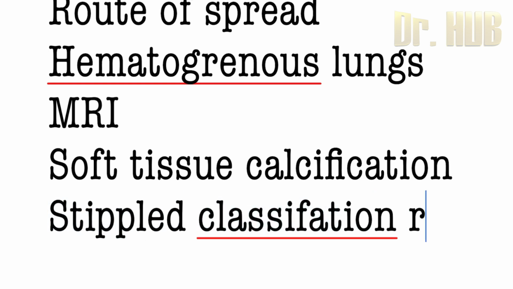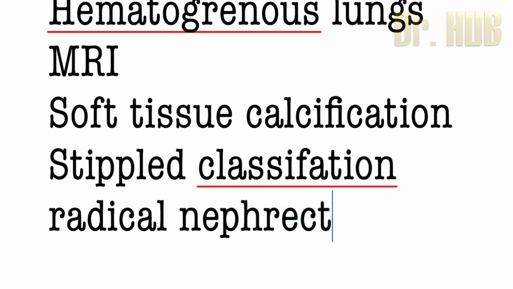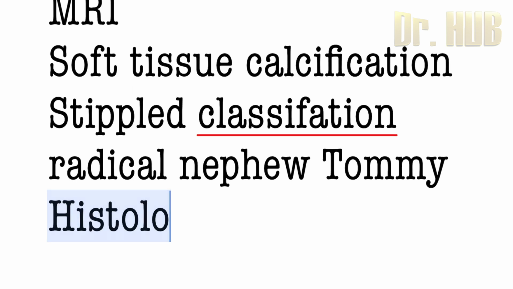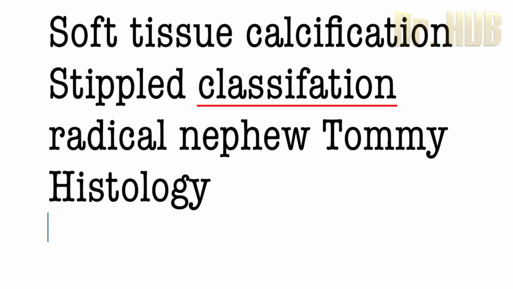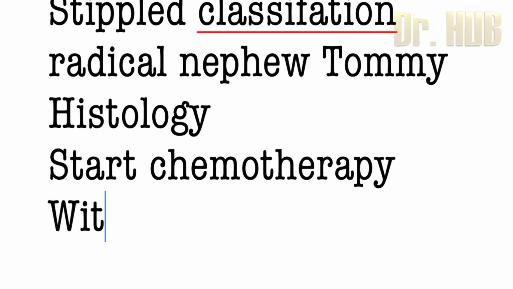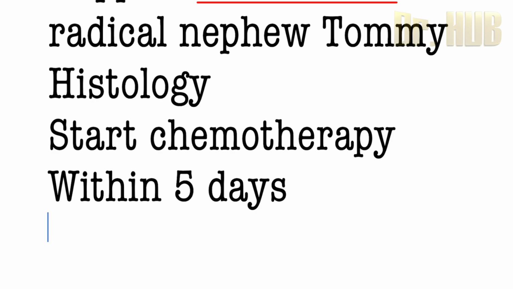Then the treatment is radical nephrectomy. This is the treatment. After the treatment, we saw the radical nephrectomy, then comes the prognostic factors. Prognostic factors are histology and the stages, and there is also the start of chemotherapy. So chemotherapy is started within 5 days if there are adverse histological factors.